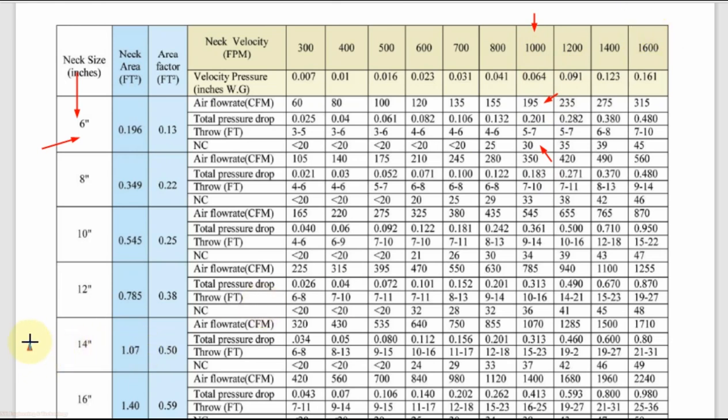Similarly, let us see for 14 inch neck size round ceiling diffuser. We will see the NC level, our maximum limit is 30, so this 29, then 33. So we will select this 29 and the corresponding CFM value is 750 and the corresponding neck velocity is 700 fpm. If we have in our duct neck velocity 700 fpm, then we can select round ceiling diffuser of neck size 14 inch for a maximum CFM value 750.